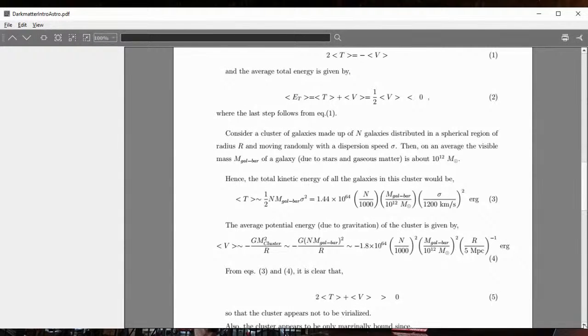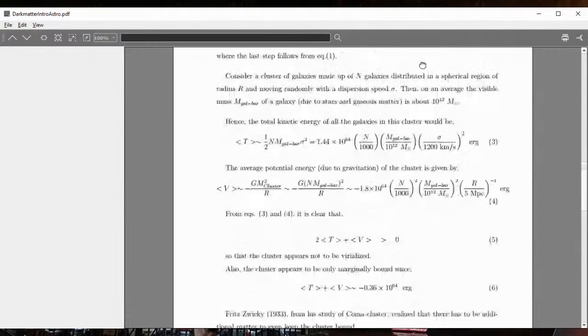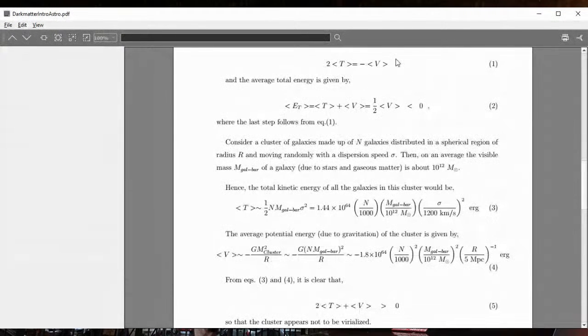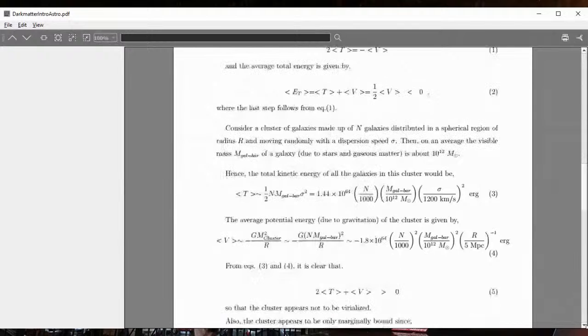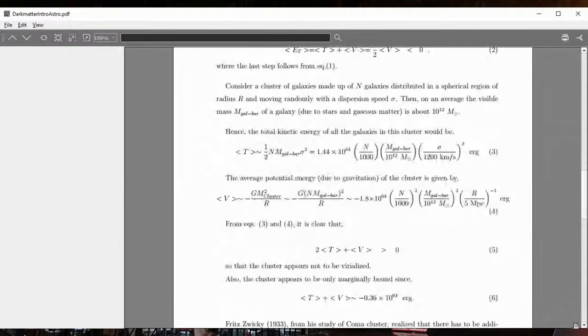Now, it is obvious that twice the average kinetic energy plus the potential energy is actually greater than zero, is not equal to zero. While the virial theorem would tell us that twice the average kinetic energy plus the average potential energy should have been zero, here it is not zero, which tells us that for these numbers, the system is not virialized.